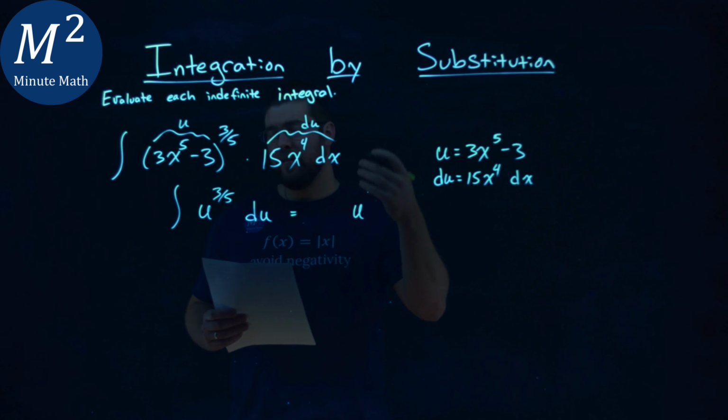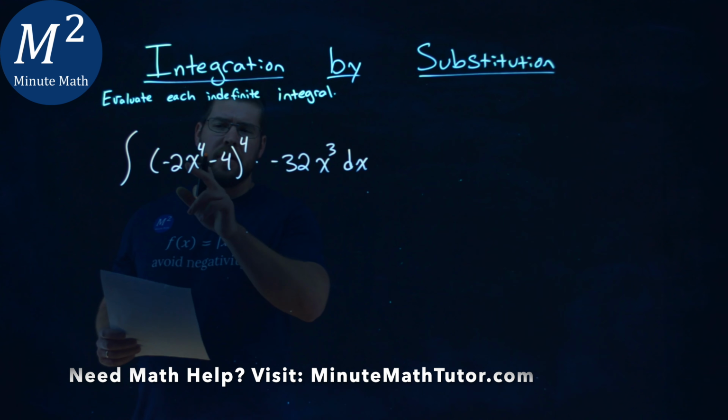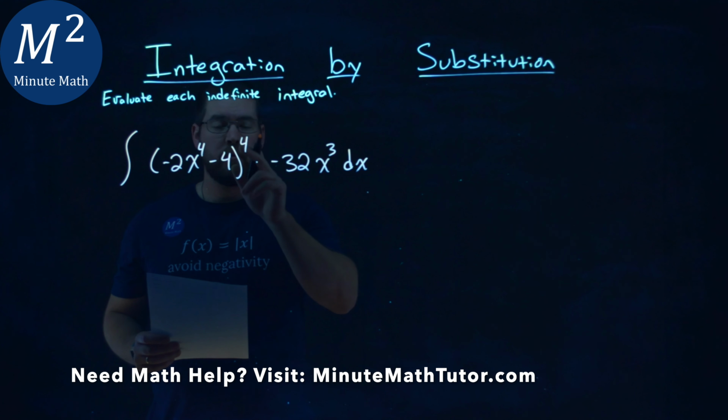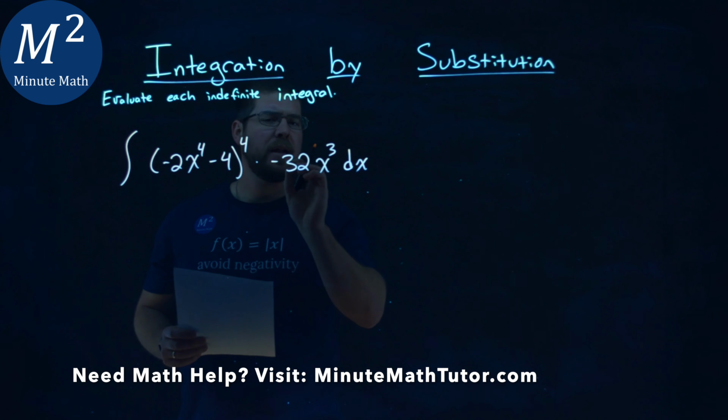We're given this problem right here, the integral, in parentheses, negative 2x to the fourth minus 4, to the fourth power times negative 32x to the third power dx, and we have to evaluate this indefinite integral.